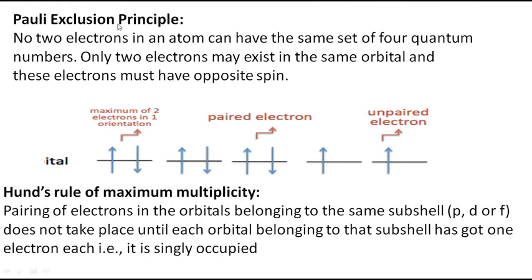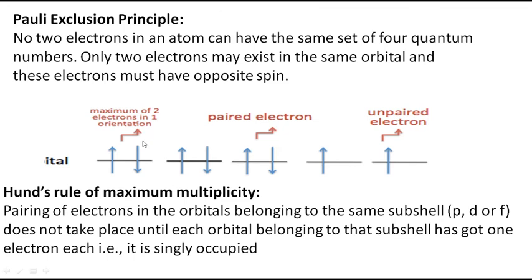Next, what is Pauli's exclusion principle? No 2 electrons in an atom can have the same set of 4 quantum numbers. If you have 2 electrons in an atom, they cannot have the same set of 4 quantum numbers. Only 2 electrons may exist in the same orbital, and these electrons must also have the opposite spin. So this is Pauli's exclusion principle. All these small definitions are also very important.